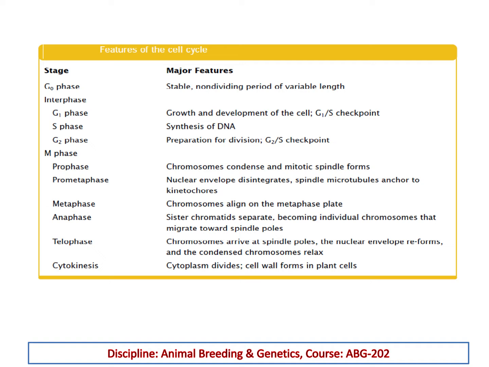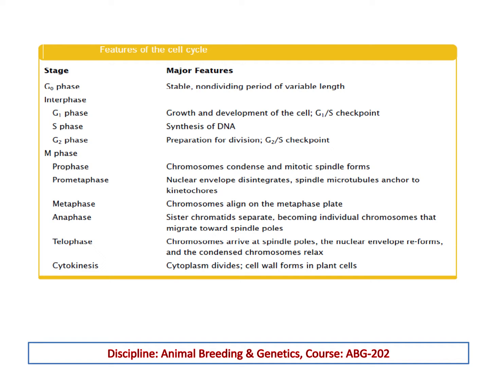Okay, we can summarize all these events in G0. For example, on the left side of this table, you can see the stage, and on the right side, you can see the major features or major events. G0 phase means a stable, non-dividing period of variable length. It could be the shortest or it could be the longest possible period. If the cell is going to the next division, it would be short, and if it is going to rest, then it would be a longer period.